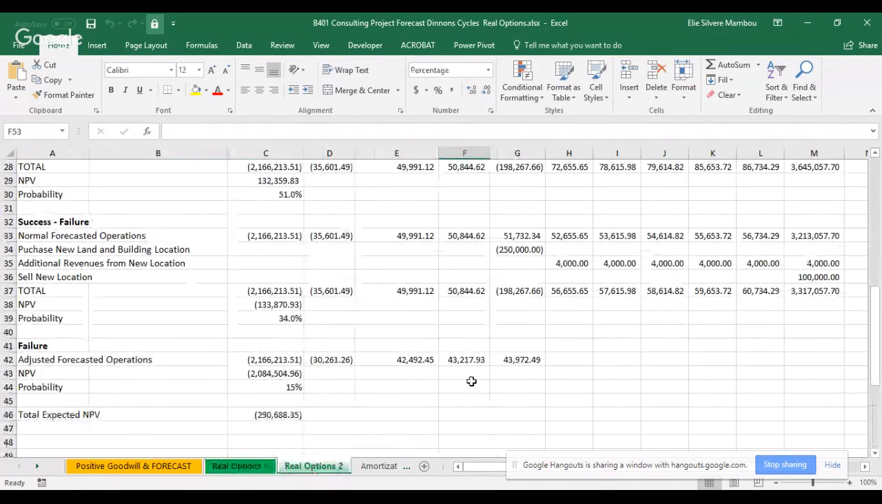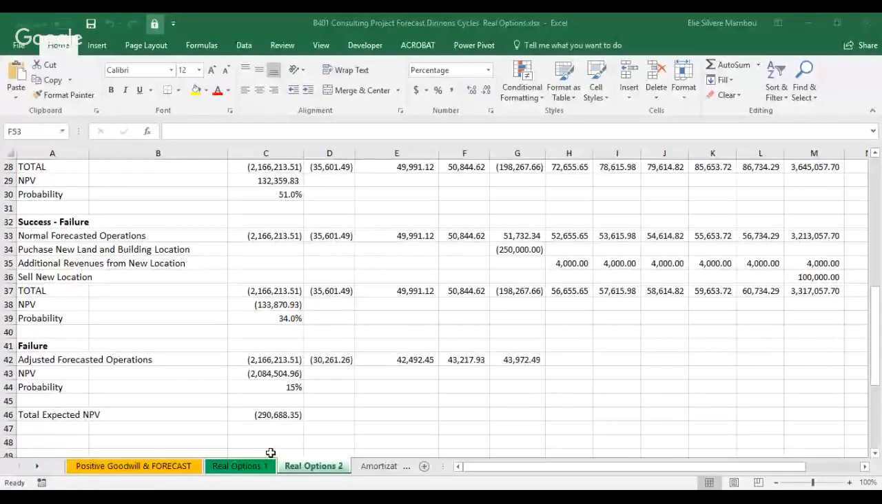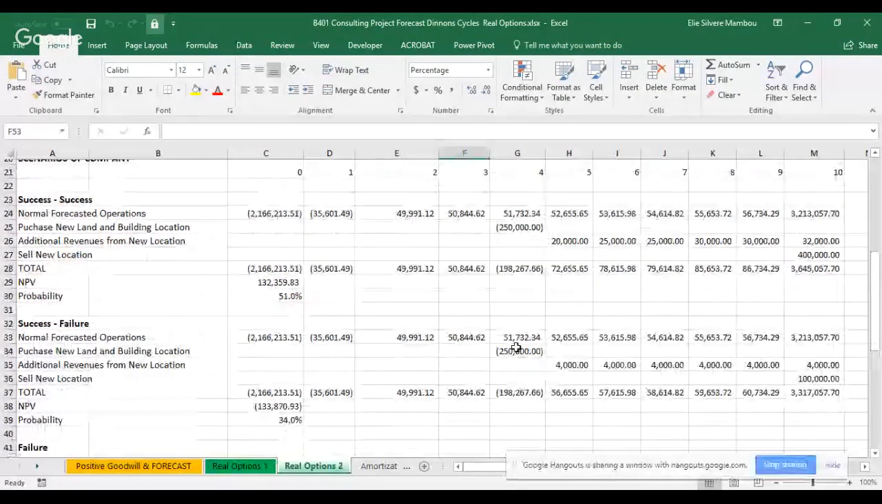Okay, so for real option 2, we have our net present value, which is 132,359, and our probability is 51%. Can you scroll up? I'm pretty sure that's the one for success. Yes, that's success. Okay, I just couldn't see the top. Okay, second, please. Yes, there we go.